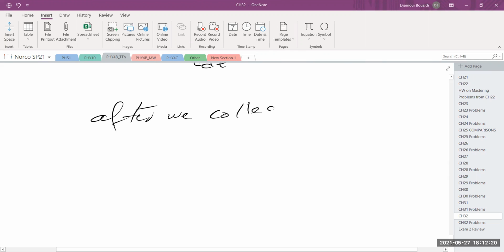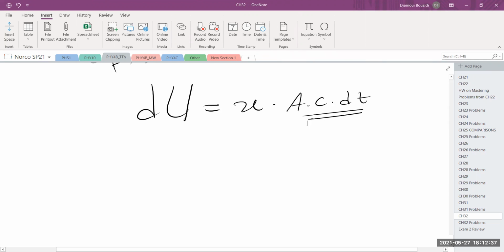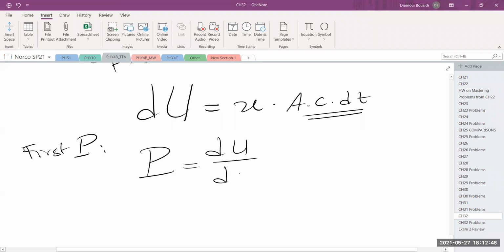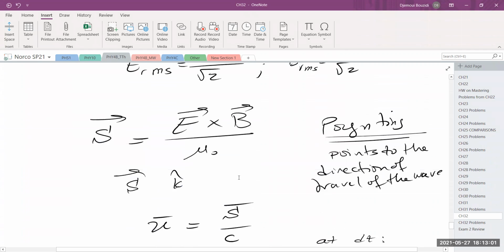we collect the amount of energy dU equal to the energy density times the volume. And the volume in this case is A times c times dt. So this is the amount of volume that we collect at that point. Meaning that if I look at the power now, the power, which is the rate at which the energy is being delivered, is going to be just U times A times c, where c is the speed of light. And U, you can clearly see, is equal to S over c in general.